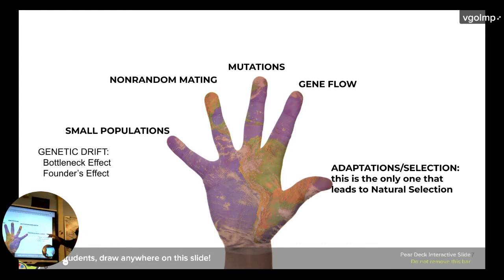Okay. So the pinky, we talked about small populations, and the reason why we were concerned with small populations is they're more susceptible to chance. And what you call that in population genetics is drift, right? Because a small population is more impacted by a 10% loss than a really large population, right? Okay, so we talked about the two forms of genetic drift, the bottleneck effect and the founder's effect.